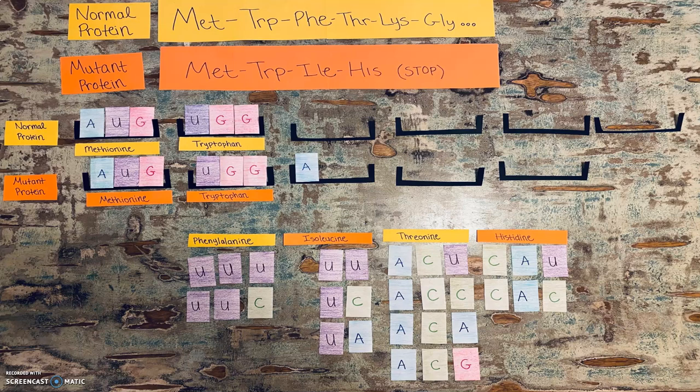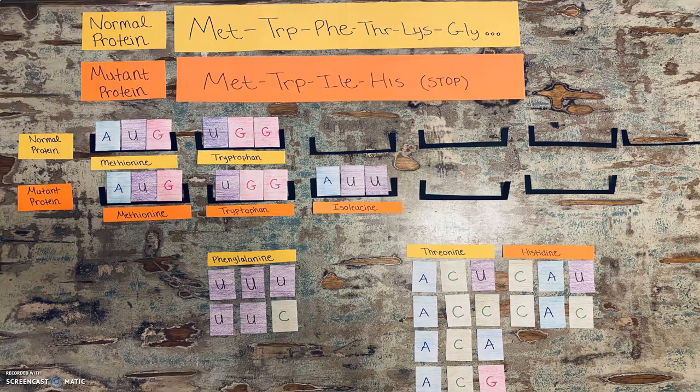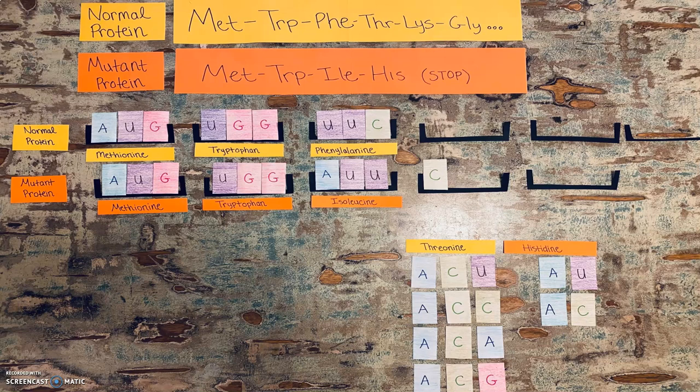In order to determine which of the possible codons are part of our sequences, we need to consider the next amino acids. We know that the first two bases of the phenylalanine codon have to be UU, which means that the codon for isoleucine must be AUU. Now, in order to determine the third codon in the normal protein, we look at the next amino acid. We see that both possibilities for histidine start with C, so UCC is the correct codon. We already have a C in place for histidine.